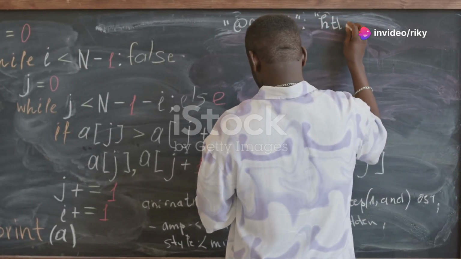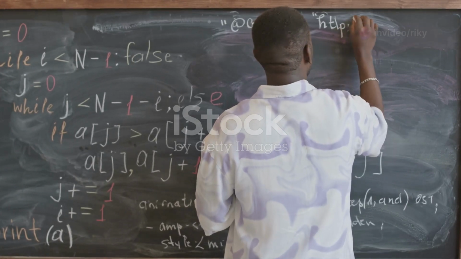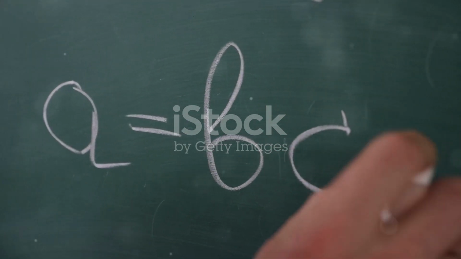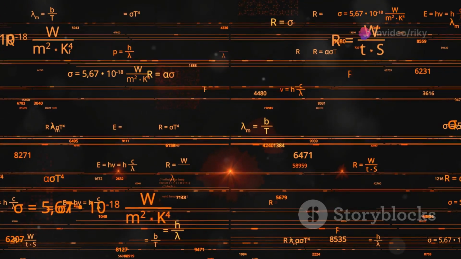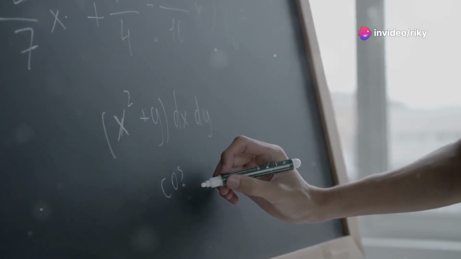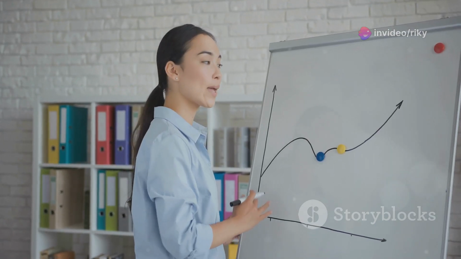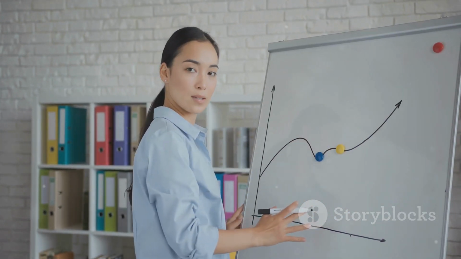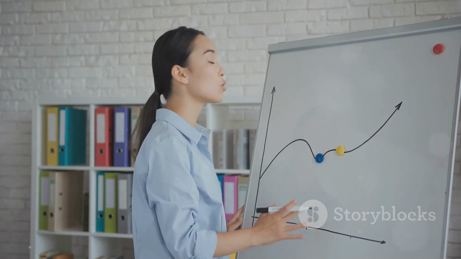Section 8. Limits at infinity, journeying to the horizon. We've talked about limits as x approaches a finite value, but what happens when x gets really, really large, approaching infinity? That's where the concept of limits at infinity comes in. A limit at infinity describes the behavior of a function as x approaches positive or negative infinity.